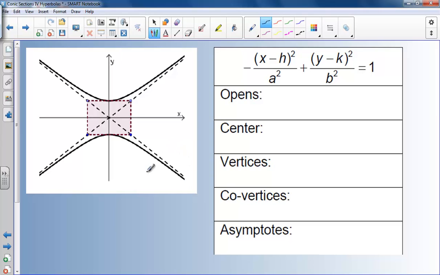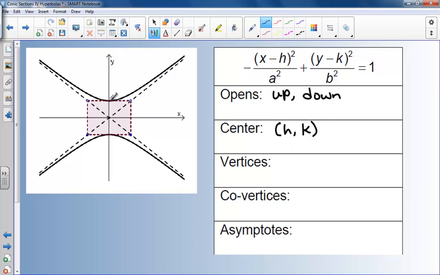Okay, the only difference between that graph and this one that now opens up and down instead of left and right is that it's not my y squared term here that's negative, as it was on the last one. Now it's the x squared term. So if my x squared term is negative, my y squared term is positive, my graph will open up and down instead. My center will stay exactly the same, h, k.